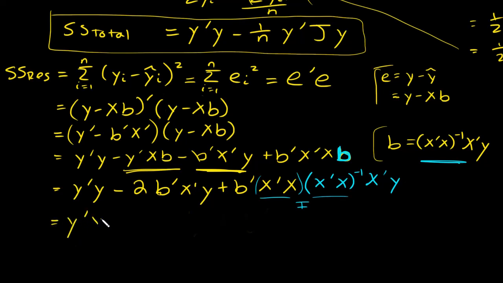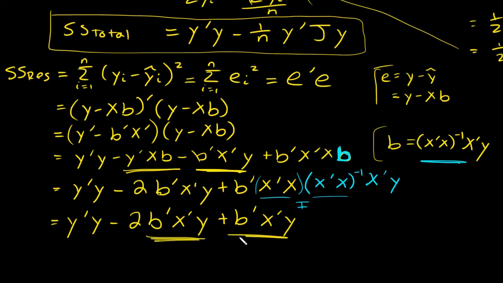I'm left with Y transpose Y minus 2 B transpose X transpose Y plus B transpose, these cancel, and I still have that X transpose Y at the end. Very nice. Notice that these are like terms: this is minus 2 of them and this is plus 1 of them. So it comes down to Y transpose Y minus B transpose X transpose Y. And there we have it: this is our sum of squares residual written in matrix notation.